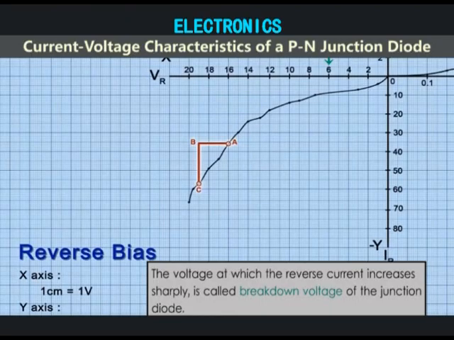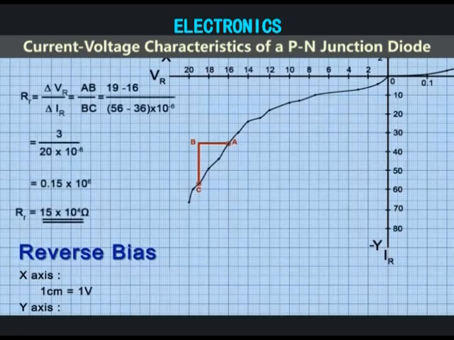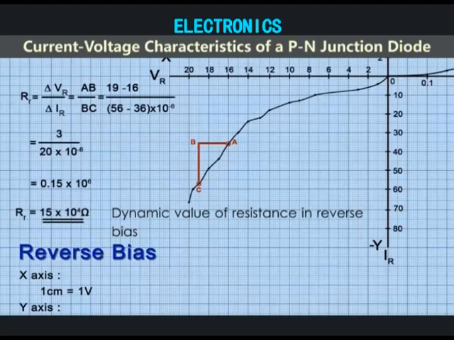Calculate the slope in the upper region of the graph where it takes a curve. Note that the value of the reverse bias resistance is of the order of 10^6 ohms, as the diode offers more resistance in reverse bias. This value is also referred to as the dynamic value of resistance in reverse bias.